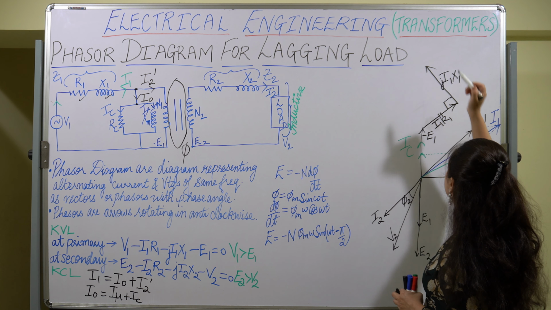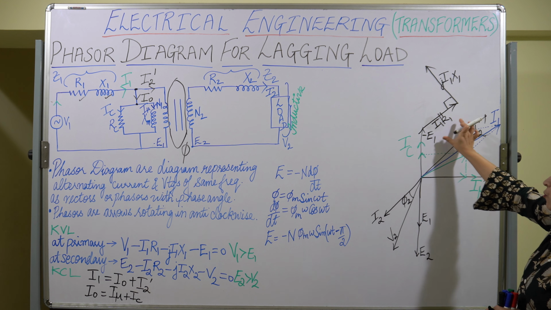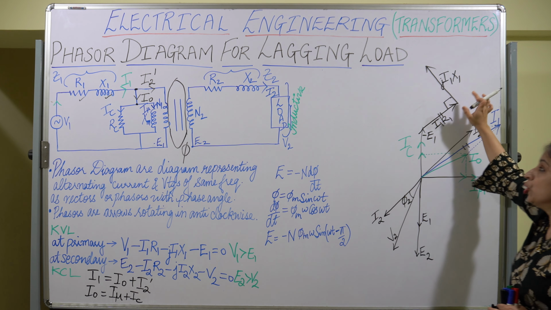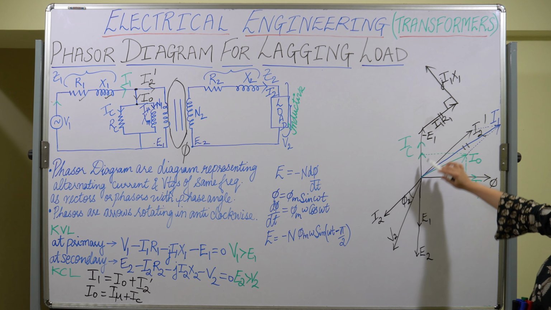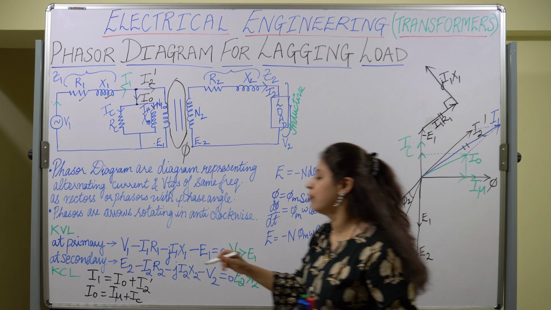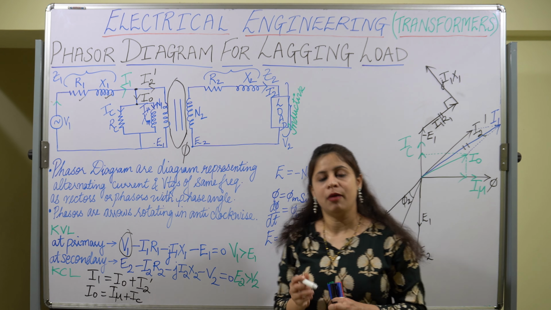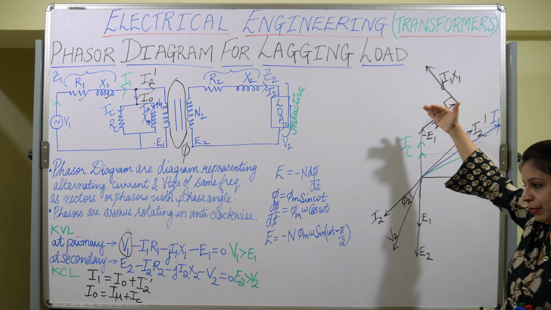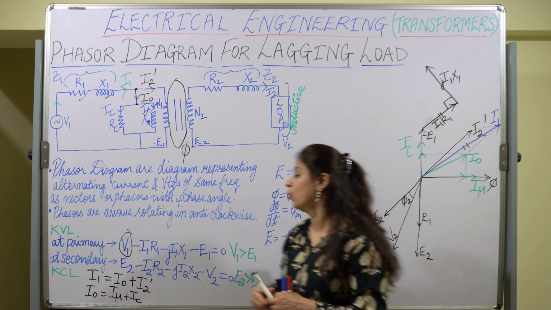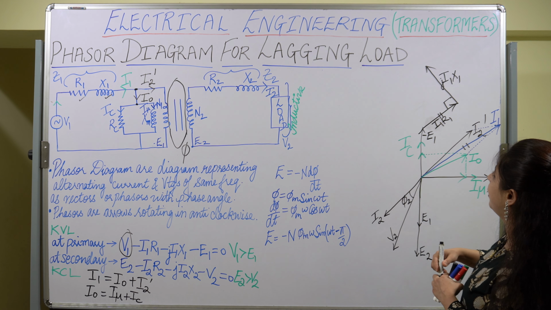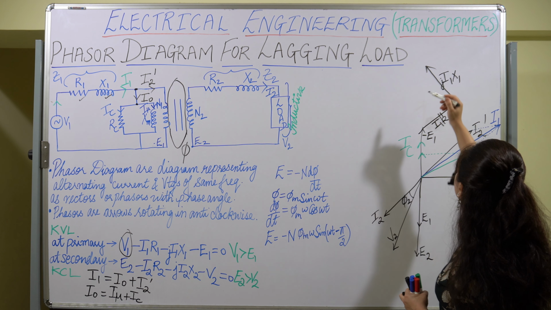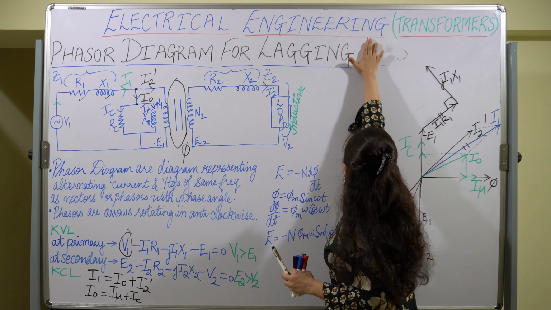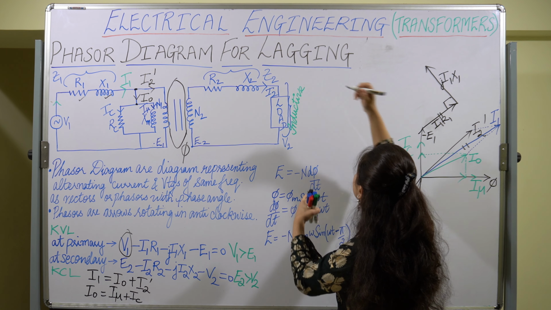So we have got minus E1. We have got the drop I1 R1. We have also got the drop I1 X1. So taking the vector sum of all these three, we will be getting my V1 according to the KVL equation at the primary. So the upper part is representing the primary side. So we will be getting our V1 over here. Now let us see where it meets. It will be meeting somewhere upwards.